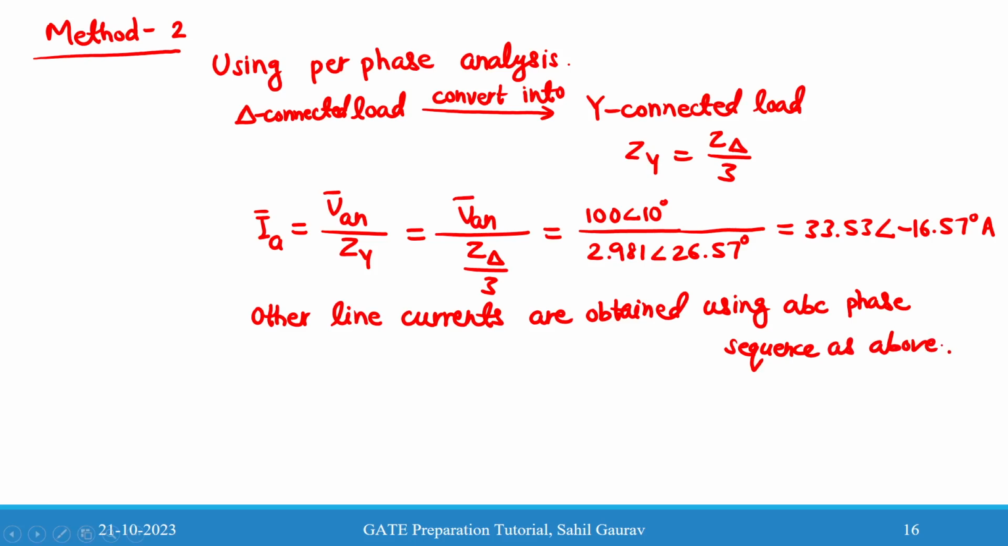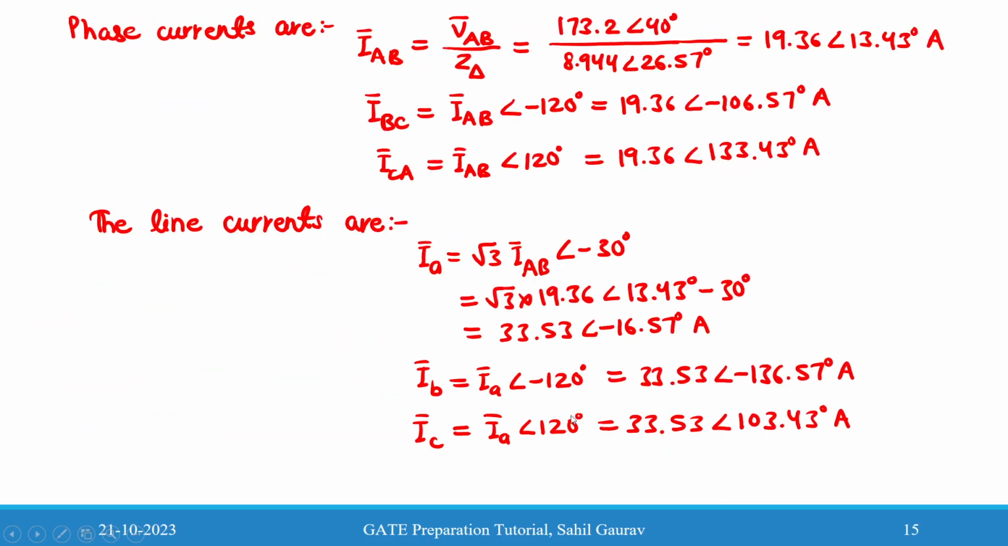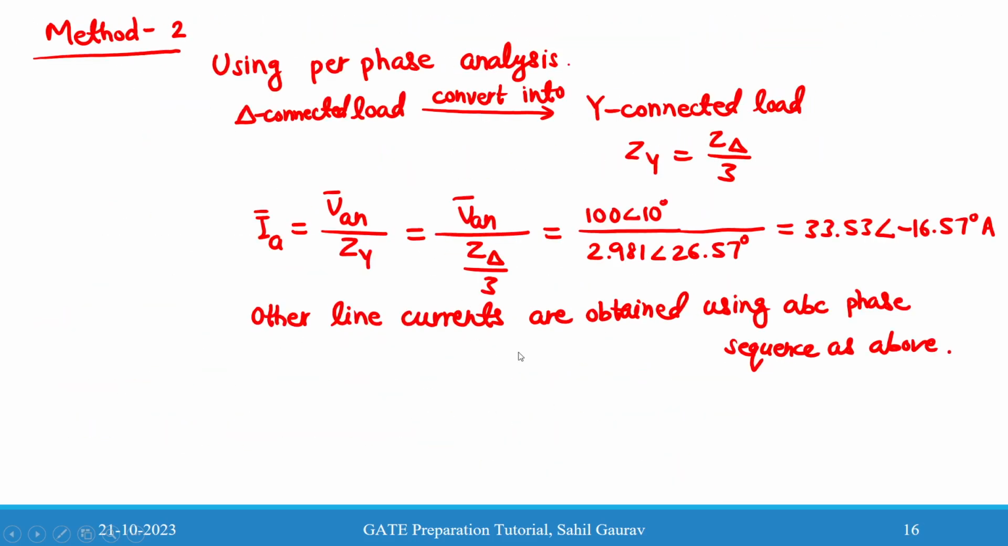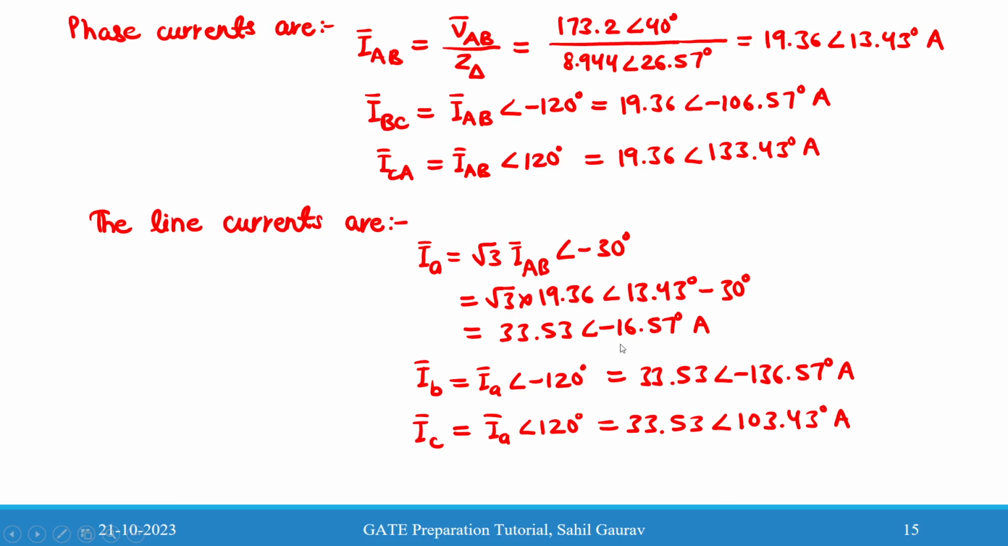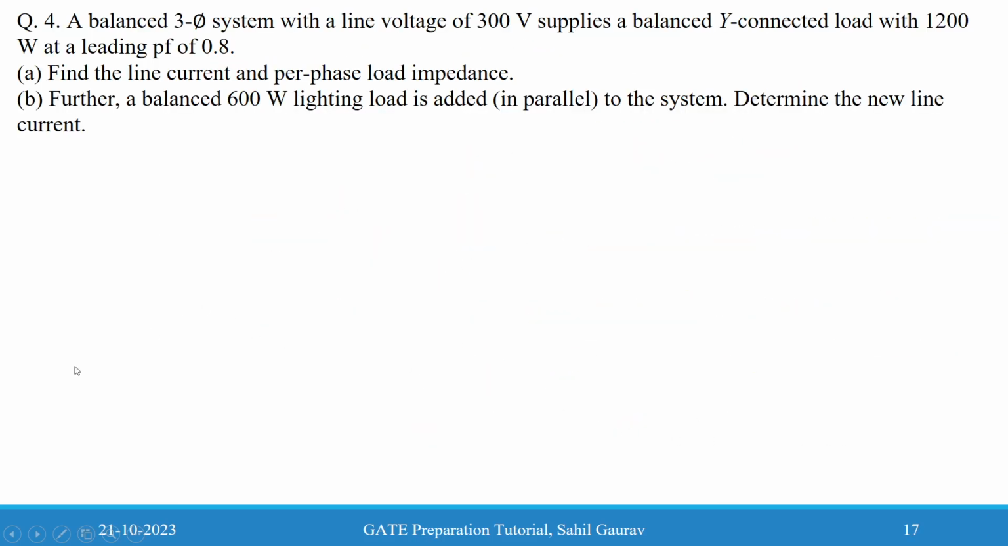So we can see that applying per phase analysis makes it simpler. We can approach any way. You can directly find the line current by converting the delta connected load into the star connected load, and you will get the similar value as in the last slide. Now we are moving forward to the next problem, the last problem for today's session.